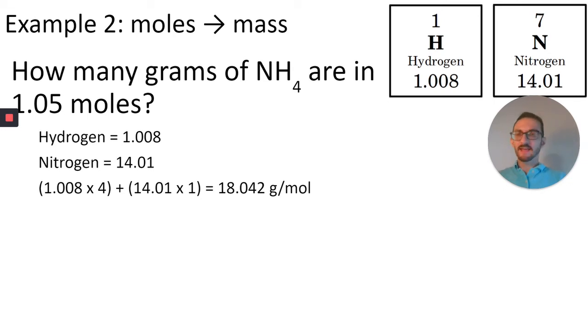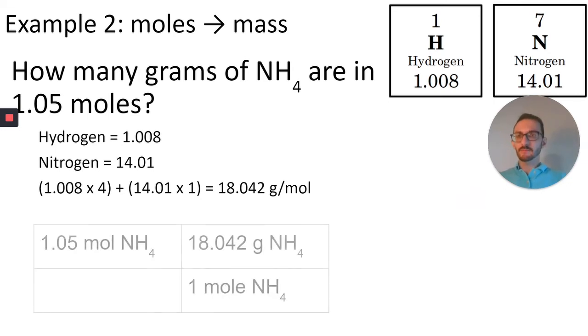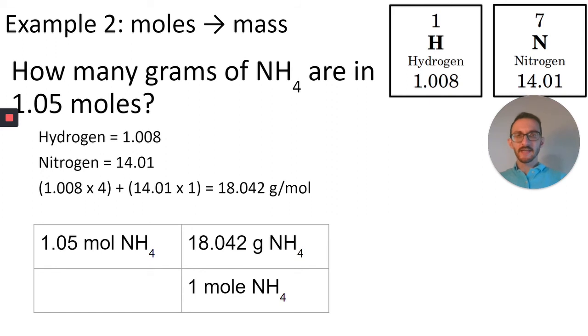Now that we have that, we can take the number given in the problem, 1.05, multiply it by our ratio. We're going to have moles in the numerator, so when we write our ratio, we're going to place moles in the denominator. And since we have moles over moles, those will cancel, and we'll be left with grams of NH4.